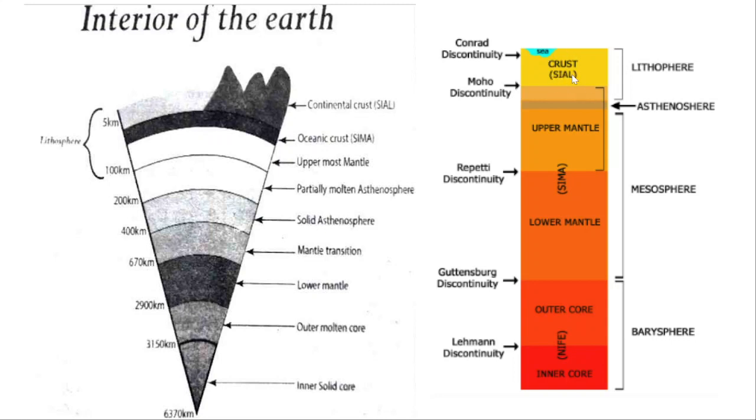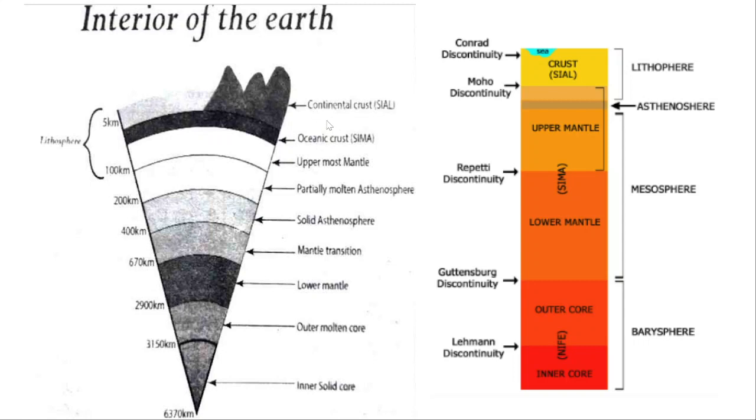Cl, that is, silicon and aluminium. And in the upper mantle and lower mantle, there is Sima. Sima means silicon and magnesia. And in the core region, you have NiFe, that is nickel, and Fe means iron, ferrous. Also observe this: the crust and the upper part of the mantle together form the lithosphere. Very important. The crust and the upper part of the mantle form the lithosphere.